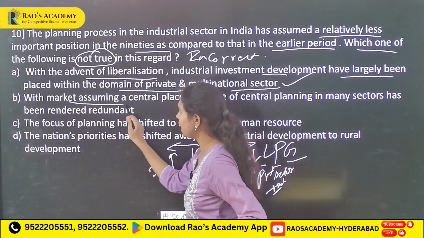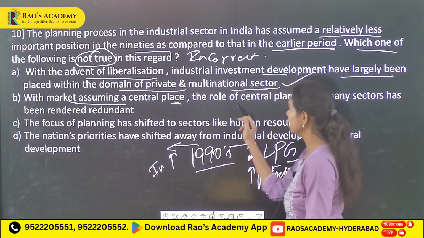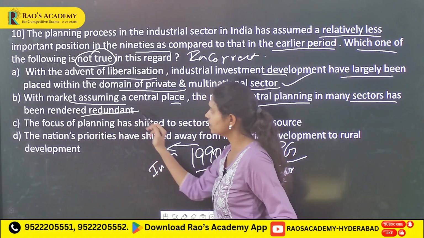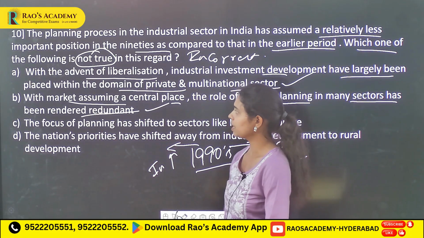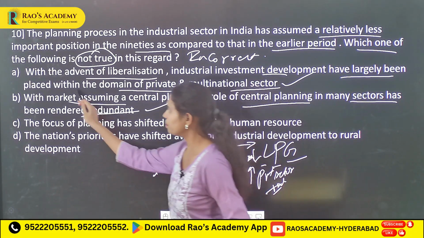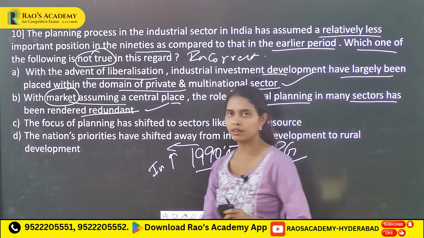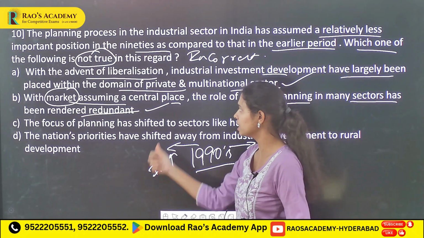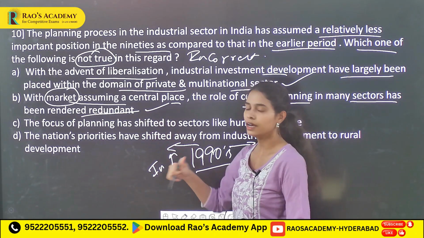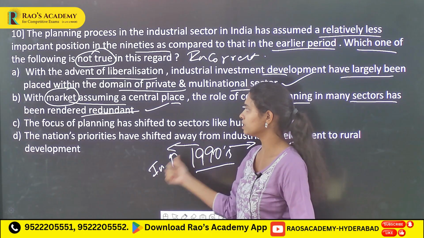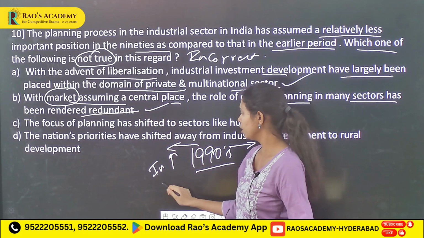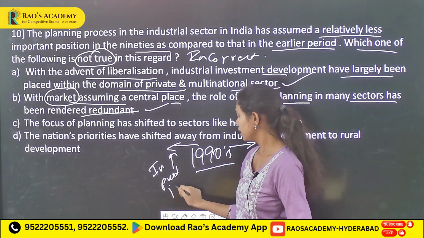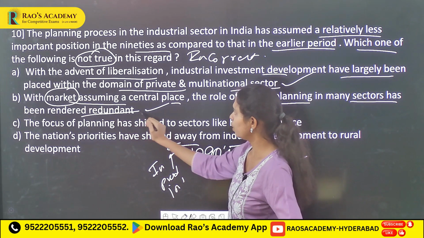With the market assuming a central place, the role of central planning in many sectors has been rendered redundant, which is also a correct statement. How? The term market here refers to market forces, that is the demand and the supply forces of the market. It assumes a central place rather than the central government in the planning of different products as well as in the running of the market in India. So, option B is also a correct statement.